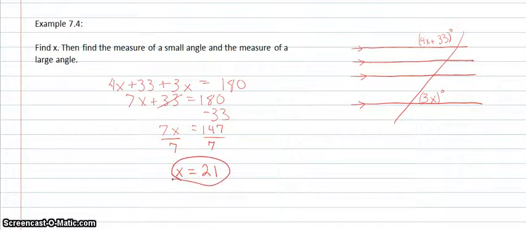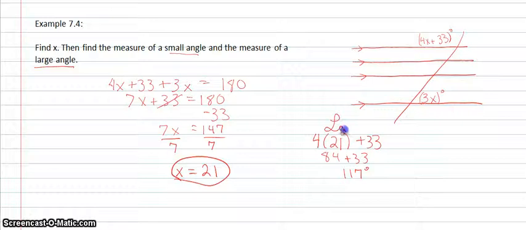So we have the first part, but we still need to find the small angle and the large angle. The 4x plus 33, that would be the large angle. So if we put our value of x in for the x here, that'll give us the large angle measurement. So 4 times 21 plus 33, so 4 times 21 would be 84 plus 33, and that will be 117 degrees. That was for the large angle.